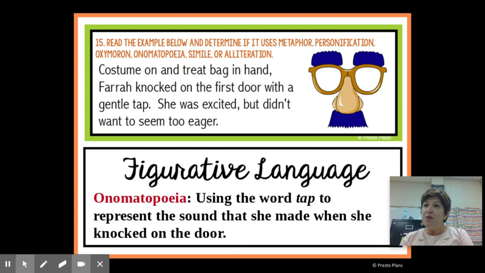We will definitely be revisiting some more examples of figurative language, but alliteration, metaphor, simile, personification, and onomatopoeia were the five that we went over today. So look for these when you're reading. Look to add some of these figurative language devices in your writing.